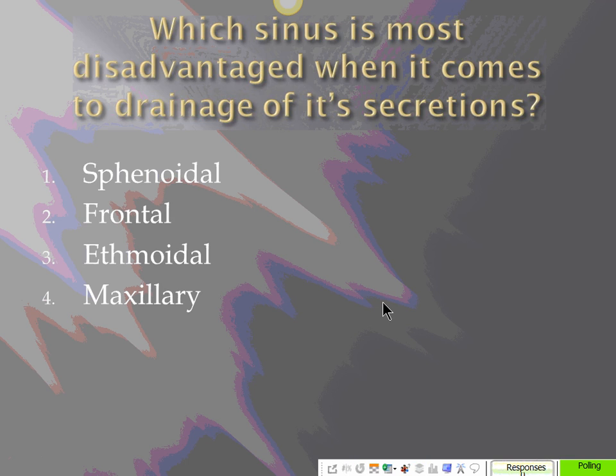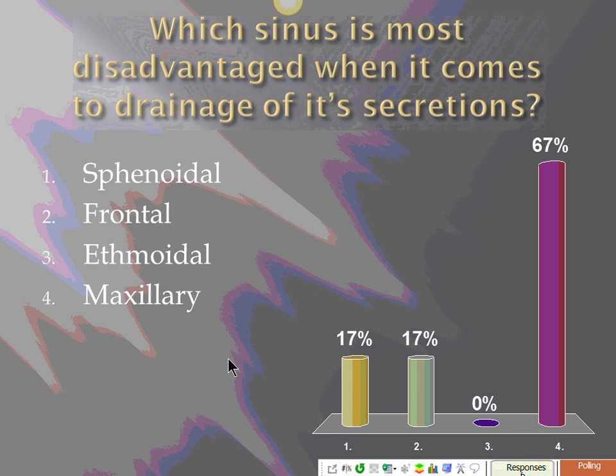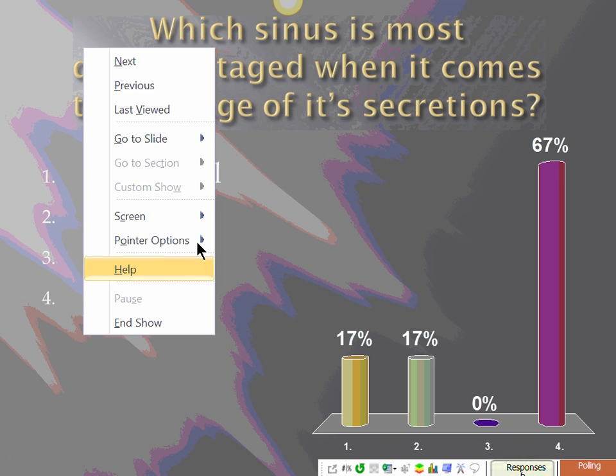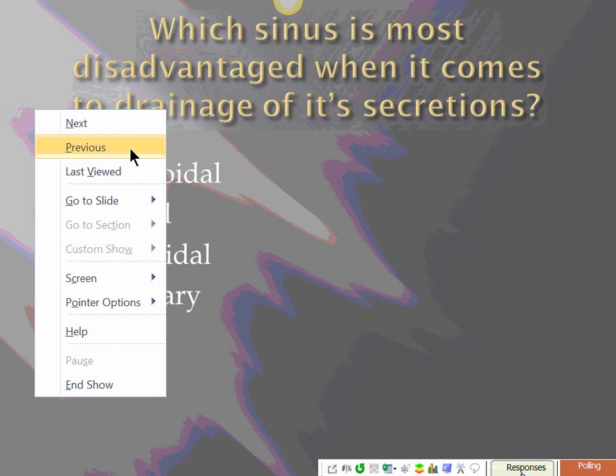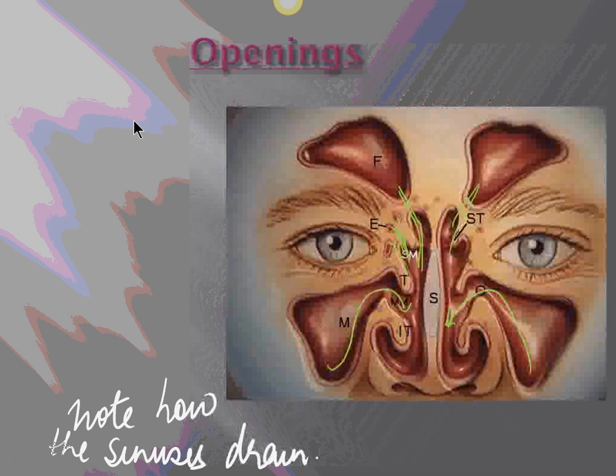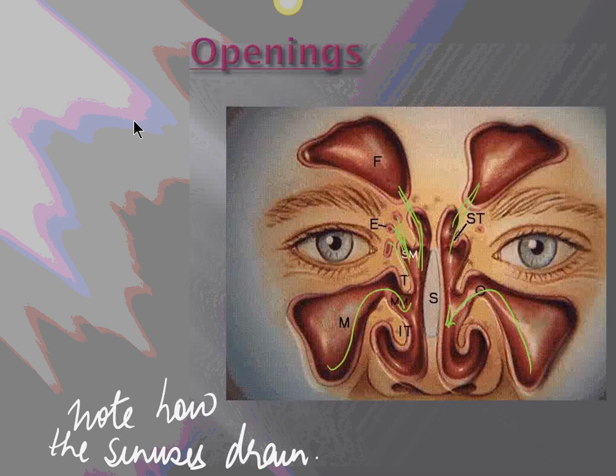Okay, you saw how those sinuses were draining. Which sinus do you think is most disadvantaged when it comes to drainage of its secretions? Just looking at that picture, you can see. Maxillary, yes. Remember, for all of the other sinuses, gravity helps them. Frontal drains down, ethmoidal down, and sphenoidal is way back somewhere there, and that also is going down.